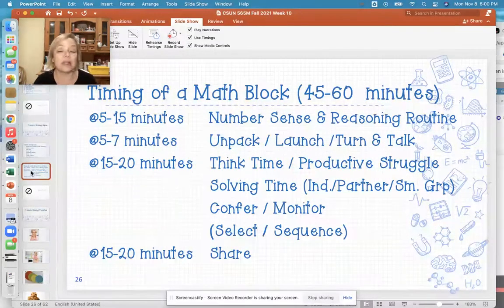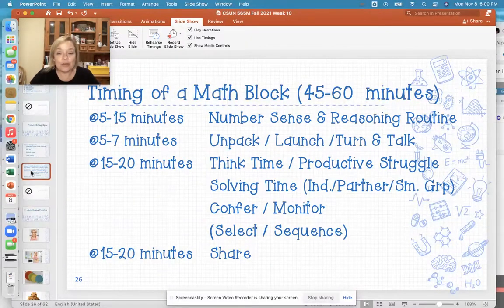So that is completely up to you. These are just recommendations. I personally do my number sense and reasoning routines for first and second grade in the morning, in our morning meeting, and then we have a solid 45 to 50 minutes in our math block that's uninterrupted. And then you want to make sure that you leave 15 to 20 minutes for the share at the end.